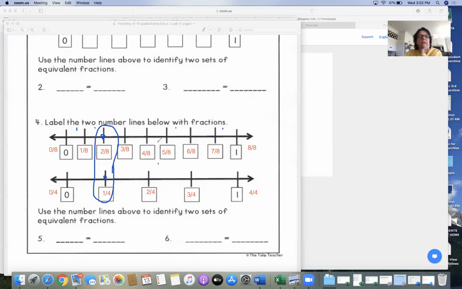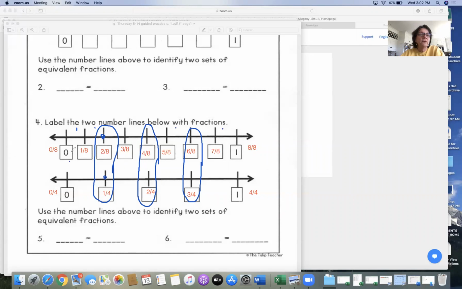That's exactly right. 4/8 and 2/4 are also at the same point on the number line. And there's one more. Yep, another one would be 6/8 and 3/4. Now, if you're really good, there's a couple more fractions that are equivalent here that you could find. Give you a minute to think about that.